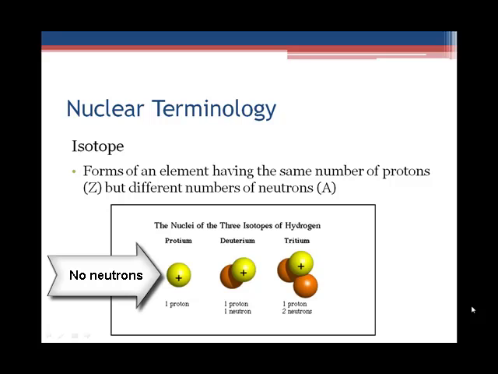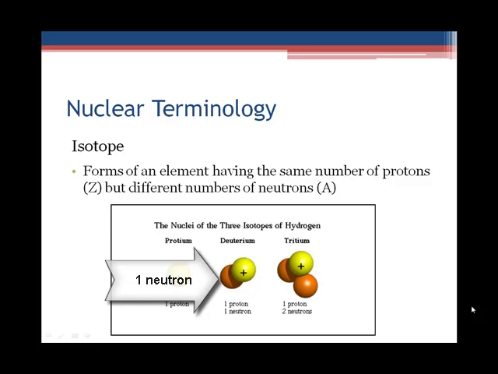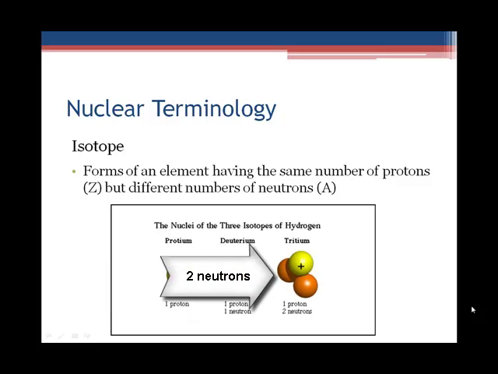Isotopes are forms of an element having the same number of protons, Z, but different numbers of neutrons, thus chemically identical, but with different weights. Take for instance protium, deuterium, and tritium. They are all hydrogen atoms, except with different numbers of neutrons.